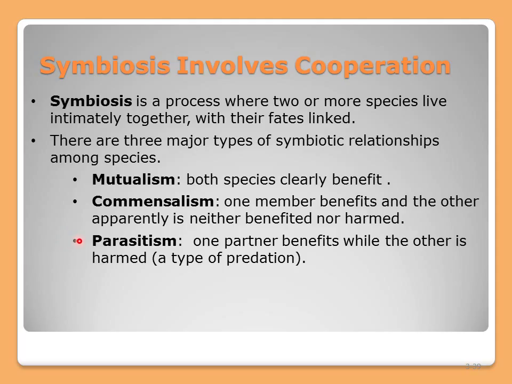And lastly, parasitism, which we've talked a little bit about, but one of the species benefits and the other species is harmed. And this is a type of predation where, let's say you have your tick and your deer, and the tick is benefiting by getting the blood of the deer, and the deer is being slightly harmed by losing a little bit of its blood and possibly getting some diseases spread to it.